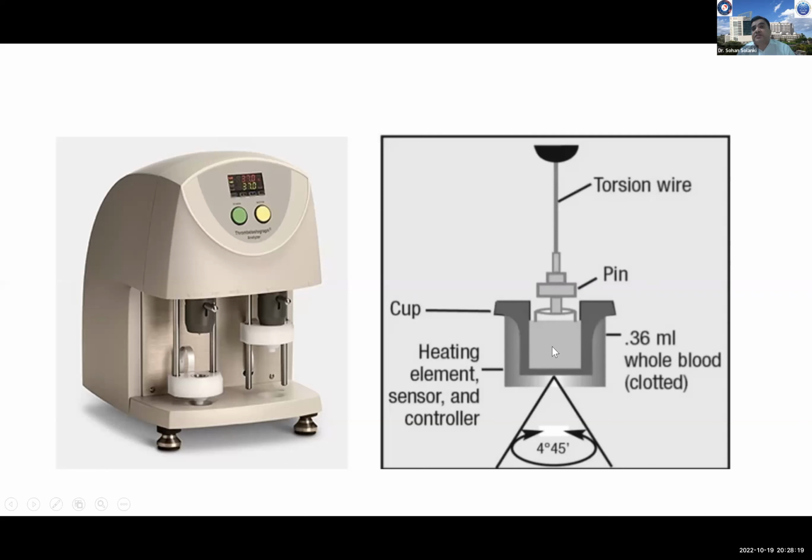Calcium chloride is added to the blood, and this is heated, and this cup rotates, and there is some coupling action between the wire and the cup.